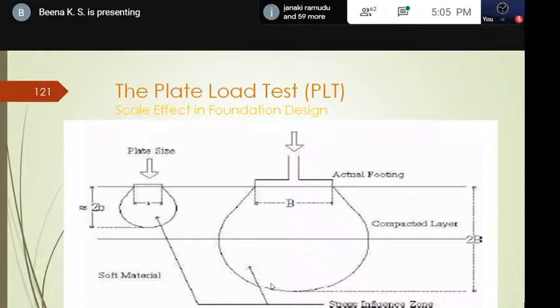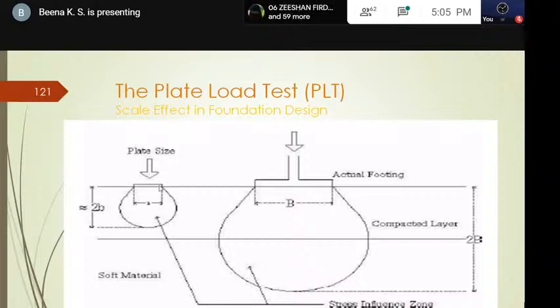We have to see that the water will not create problems, and that the rain will not create problems. All such things we have to take into account while doing the plate load test. More than all those things, the major disadvantage is the size effect of the plate. We can't simply increase the size.